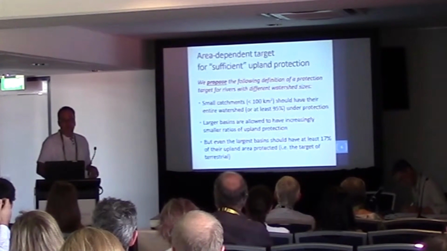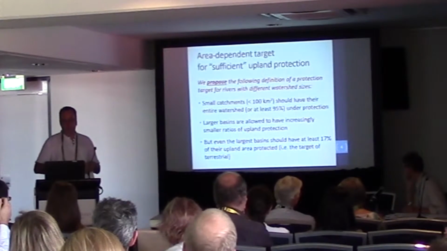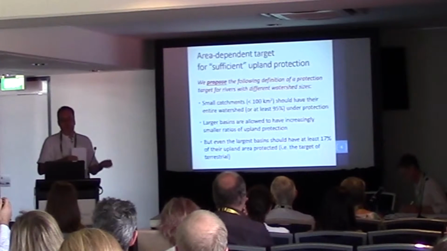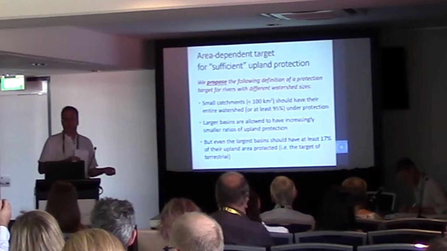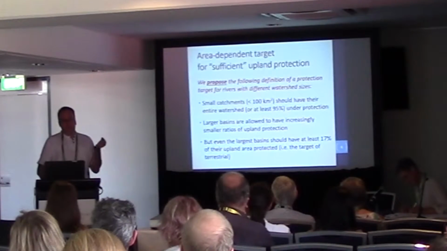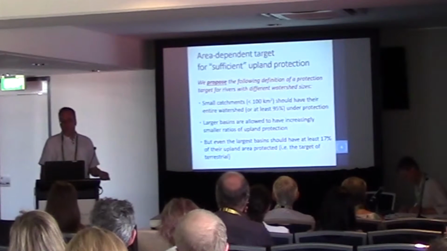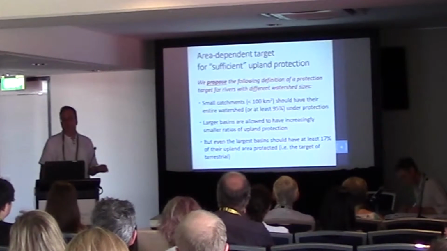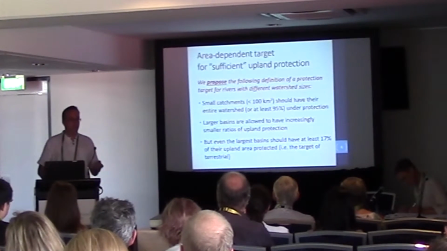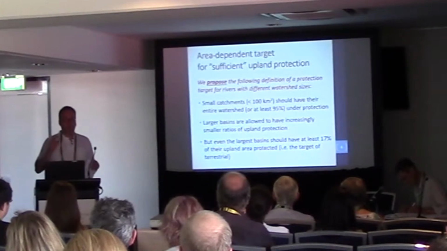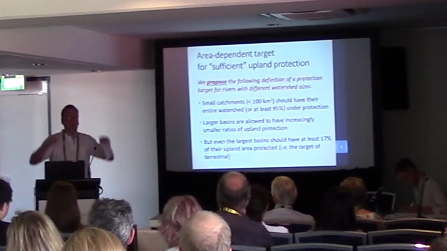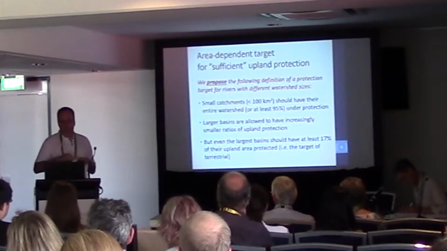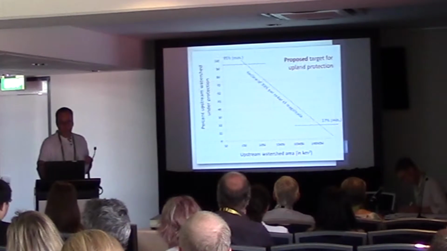So what we're saying now is that even the largest basin should have at least 17%. You might have heard the number 17% many times at this Congress so far, that's the Aichi target. But even the largest basins should have at least 17% of their upland area protected. So that's the target of the terrestrial. And then we can call a site that's locally protected and has its upland protected to the target level as adequately protected.